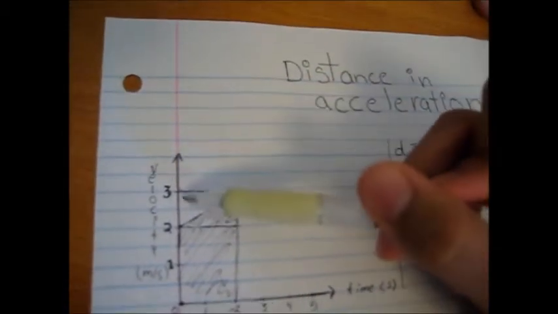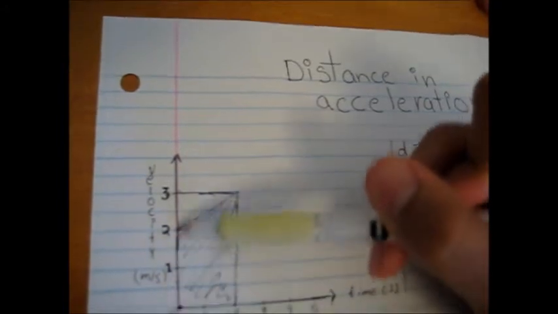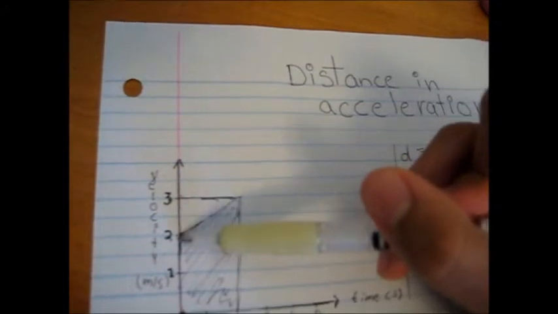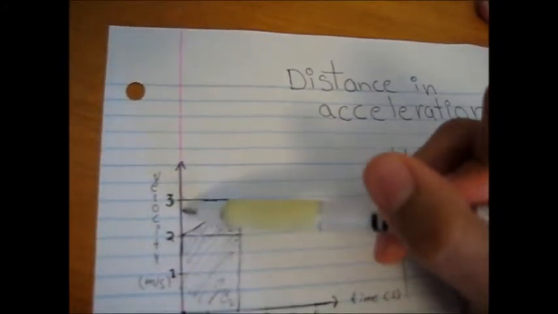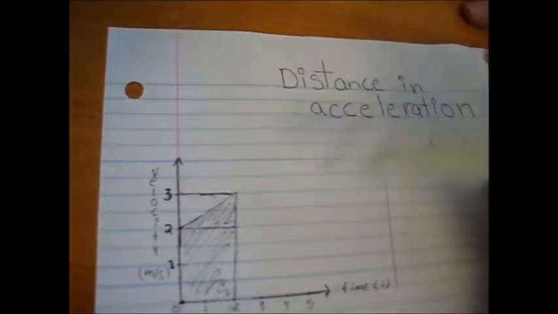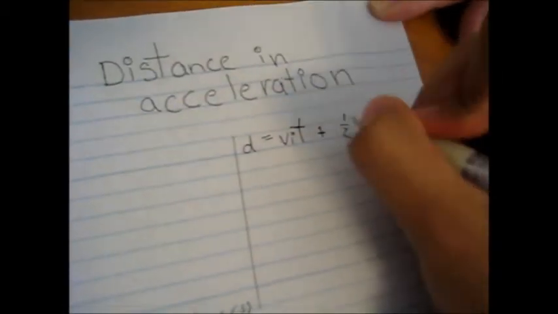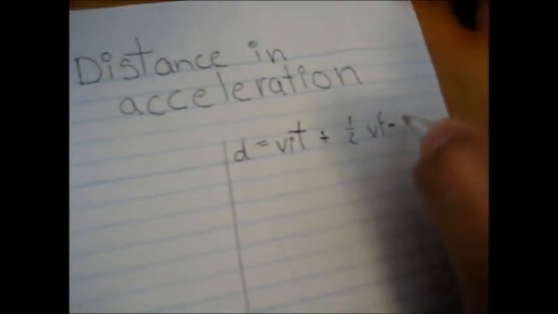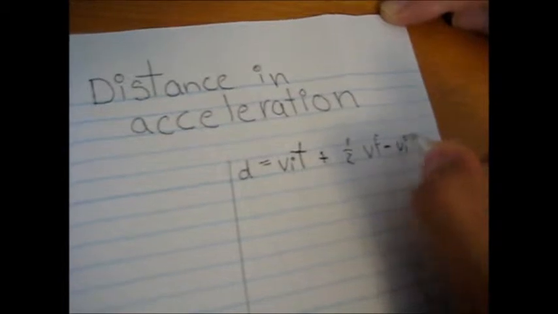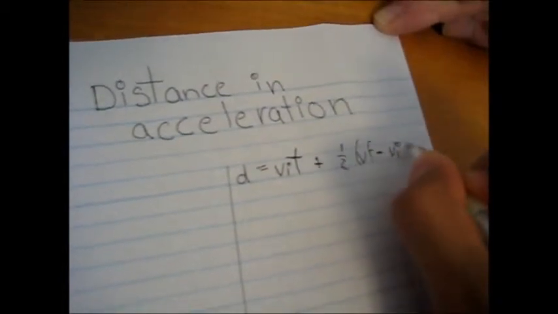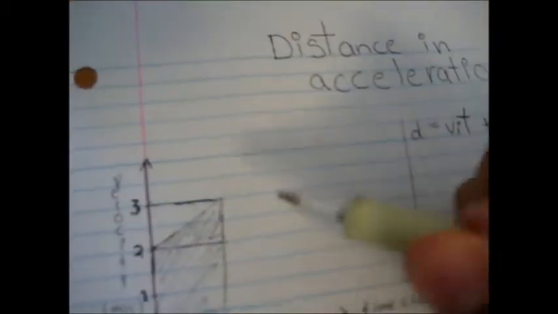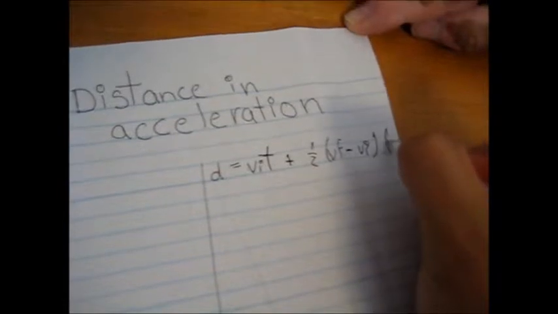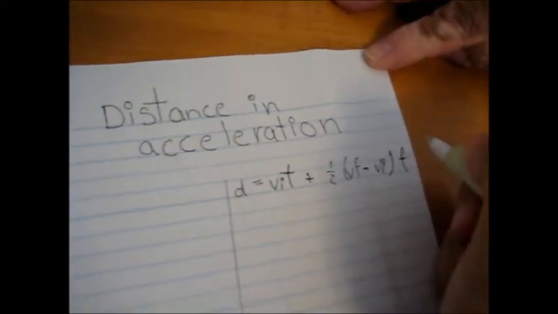Oh, sorry, that's final velocity minus the initial velocity, because final velocity is all this. So final velocity minus the initial velocity, that's that, and we will have this little line here. So final velocity minus initial velocity, and this is this line, so this will be multiplied by the time. Good.